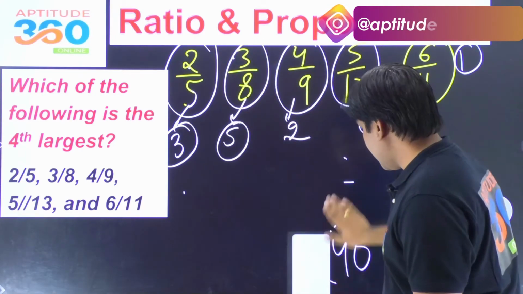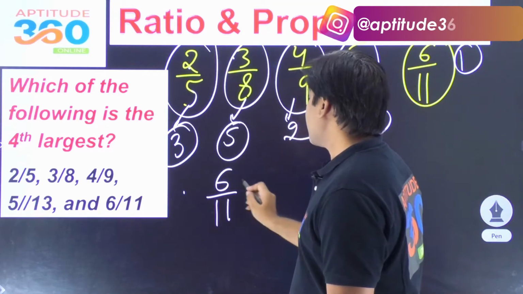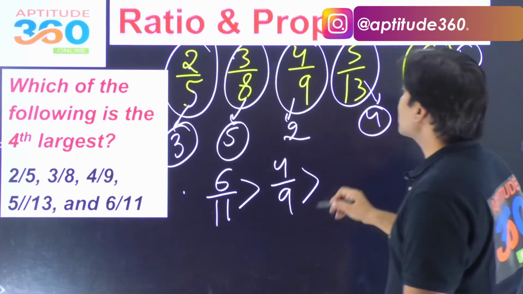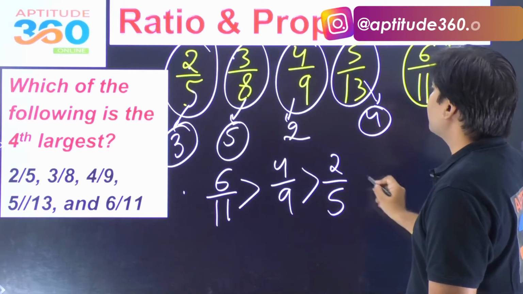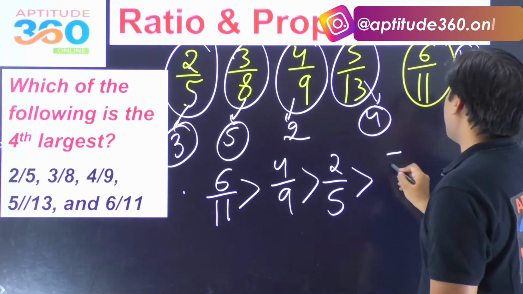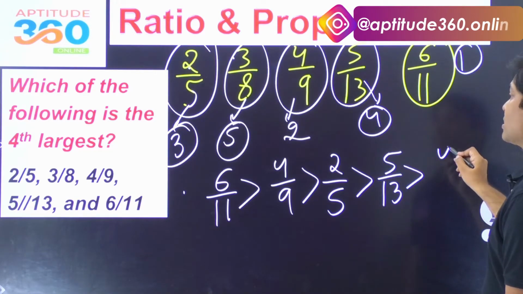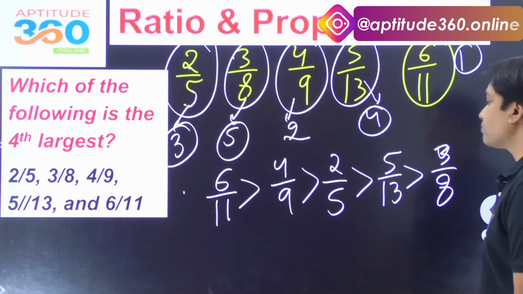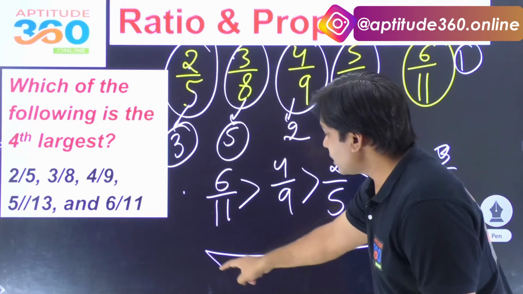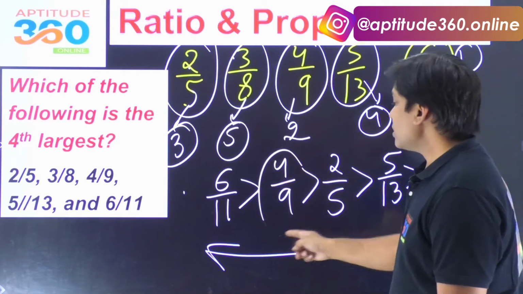अब आप fraction लिख तो सकते हो ना, फटाफट से कैसे लिखेंगे? 6 by 11 is the largest. उसके बाद में सेकंड नंबर पे कौन आ गया? 4 by 9. उसके बाद में कौन सा आ गया? 2 by 5. उसके बाद में कौन सा आ गया? Then you have got 5 by 13, and then you have got the least value over here, 3 by 8. They are asking you which is the fourth largest. Fourth largest तो आप इधर से देखते हो ना. This is the smallest, and then second, and then third. This is the value that you are talking about.